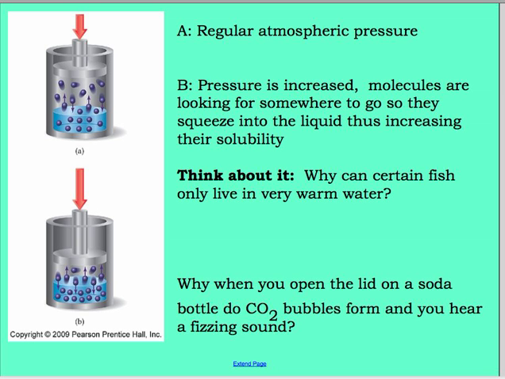This is just showing you right there that A is regular atmospheric pressure, and you can see there's some solubility here. There are little purple dots showing us some things are soluble. If we look down at the bottom here, B, the pressure is increased and there's more purple dots dissolved.